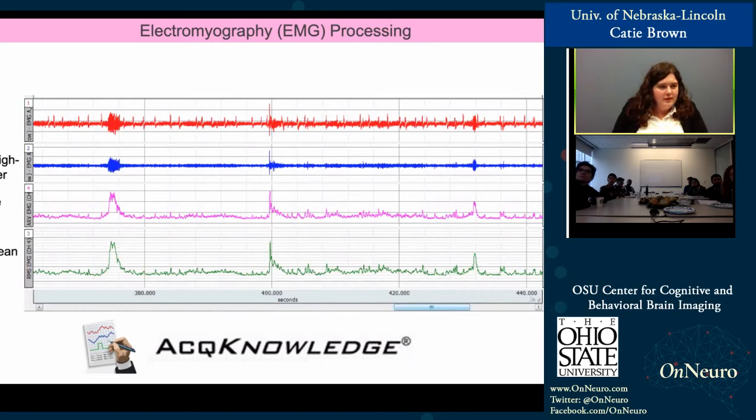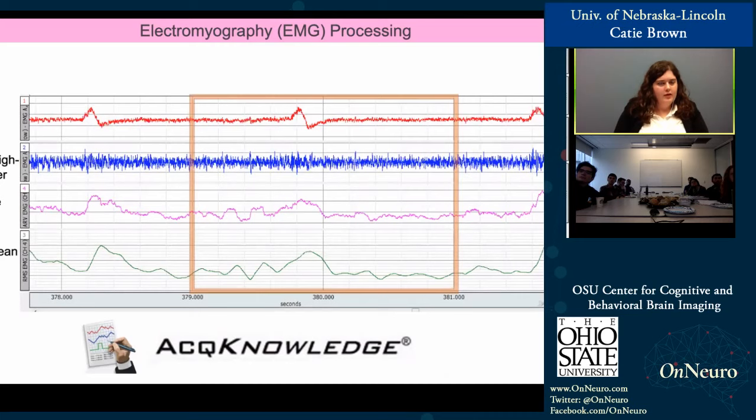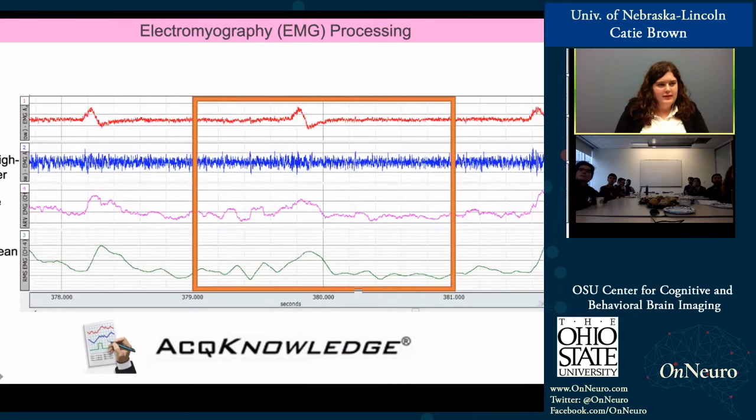Because it's kind of hard to see between the pink and the green lines, this whole segment is about 80 seconds. So I'll zoom in here right on 1 second of data. So this is just 1 second. You can see the blink. You can see how the high pass filter essentially takes out the blink.